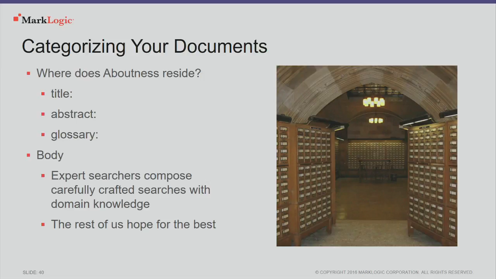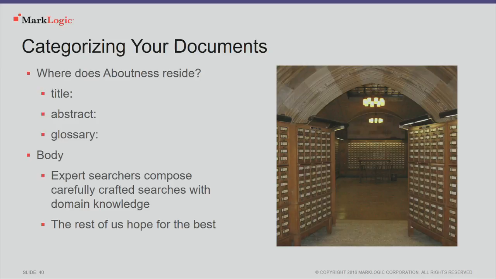So that brings the question, where does aboutness reside? Where does a document have its meaning? There are some shortcuts. You can always look at the title, make a good guess. You can look at the abstract, make a better guess. You can go check out the glossary. The glossary is usually a pretty good clue, if the document has one, for seeing what this document is talking about.